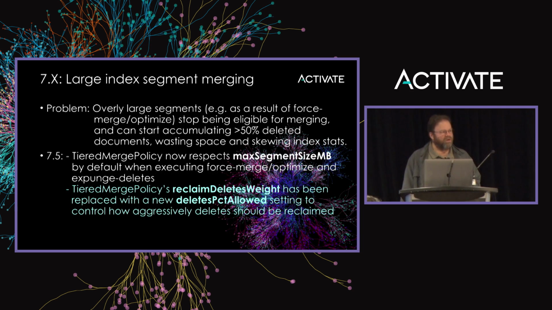for merging because merges only select segments that are below a certain size. And as a result, if you continue deleting, they can accumulate a much larger than 50% percentage of deleted documents, and this results in wasted space and skewed index stats. In 7.5, tiered merge policy now respects the max segment size MB when you're executing optimize and expunge deletes.